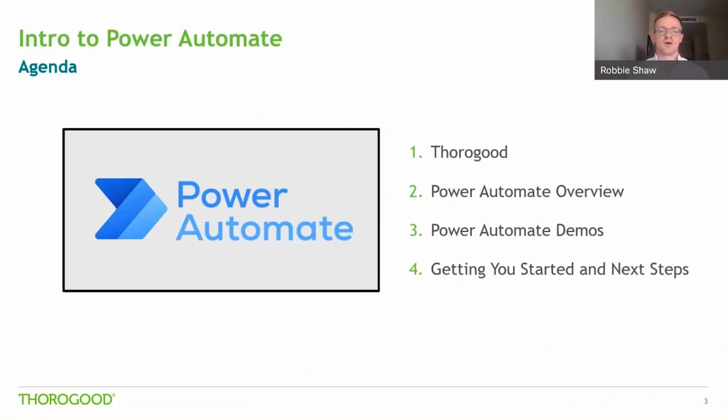To give an agenda for the day, it's four main sections. First, I'm going to intro Thorogood. We typically do that at the start of our webcasts. Then I'm going to give an overview of Power Automate, the tool, its background and where I see its purpose. And then I'll hand over to Hasika, who's going to give us some demos of Power Automate and let you see the tool in action. Then we'll hand back to me and I'll talk through how you can get started with Power Automate and how we can help you in that process as well.